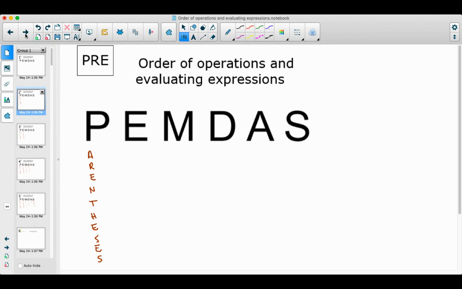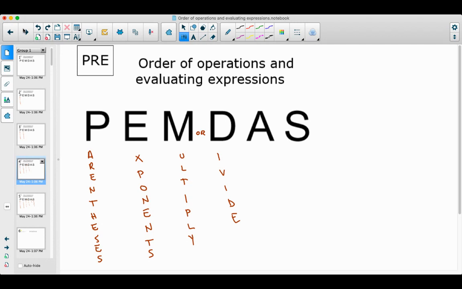The E stands for exponents. That's the numbers to a power of something. The next is multiply or divide, and it doesn't matter what order. You're really going from left to right when you multiply or divide. So if divide comes first going left to right, that's totally okay. You can do dividing before multiplying.